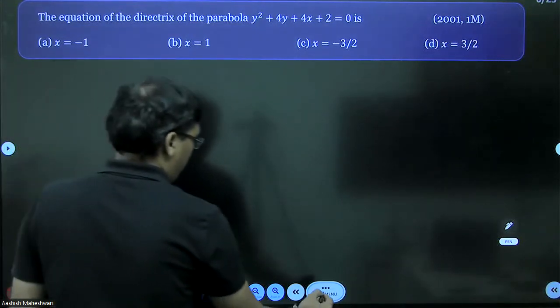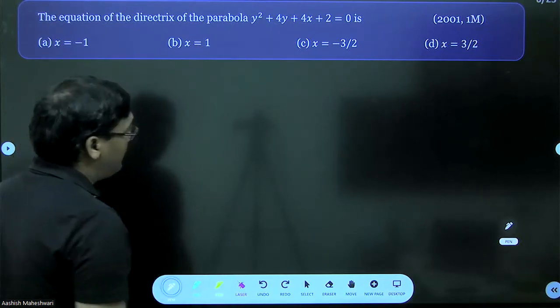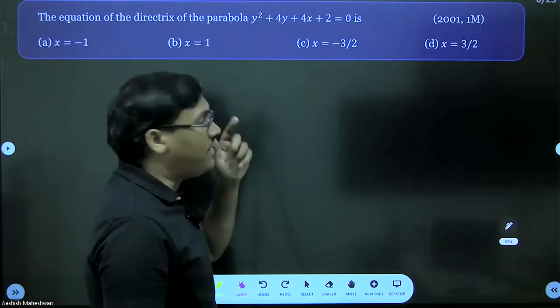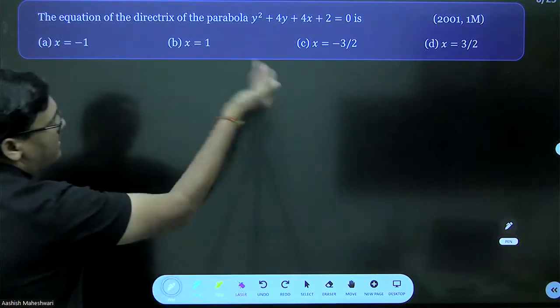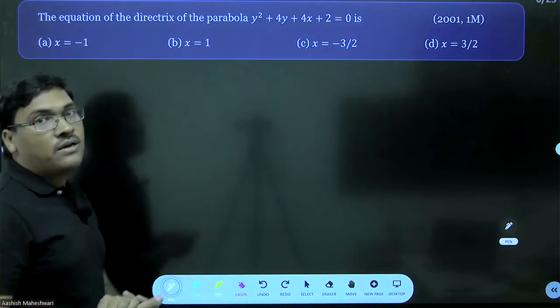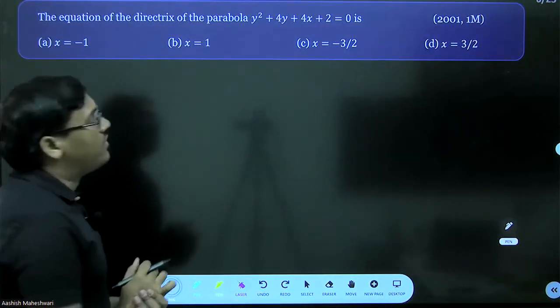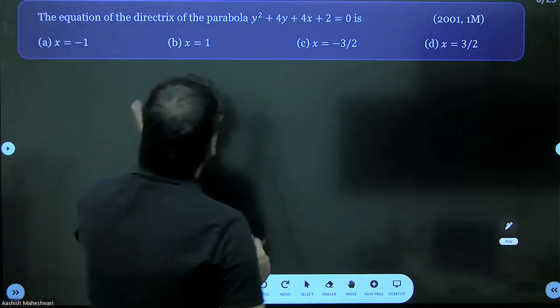Find the directrix of this parabola. Now see, we have a parabola. You can clearly see this is a quadratic polynomial in y, right? x is equal to minus y² minus 4y minus 2. Again, this is a quadratic in y. That means this will be a horizontal parabola. Now we have to find the directrix of this parabola.